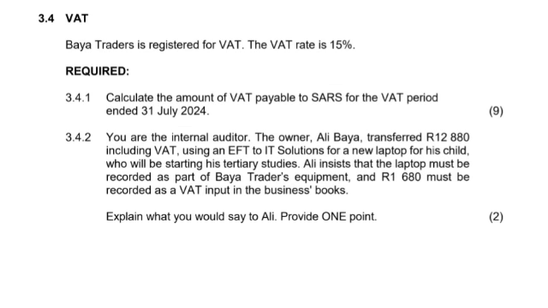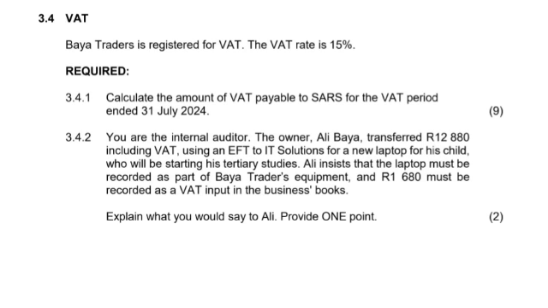And then the last question says you are the internal auditor. The owner Ali Buyer transferred 12,880 including VAT using an EFT to IT Solutions for a new laptop for his child who will be starting his tertiary studies. Ali insists that the laptop must be recorded as part of Buyer Traders equipment and 1,680 must be recorded as VAT included in the business's books. Explain what you would say to Ali. Provide 1 point. Now remember, business and personal are not supposed to mix.